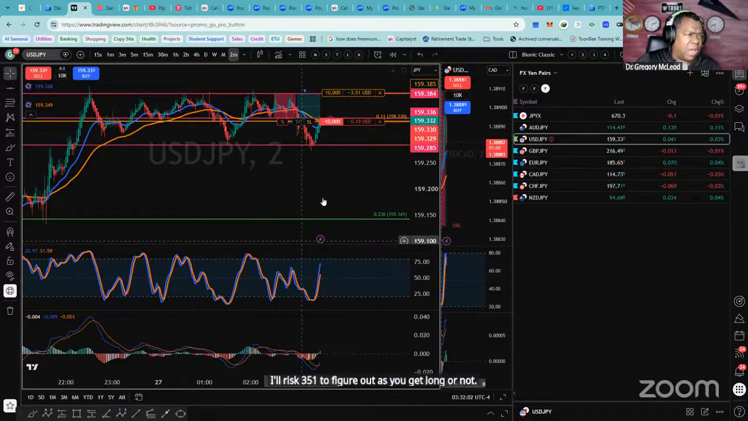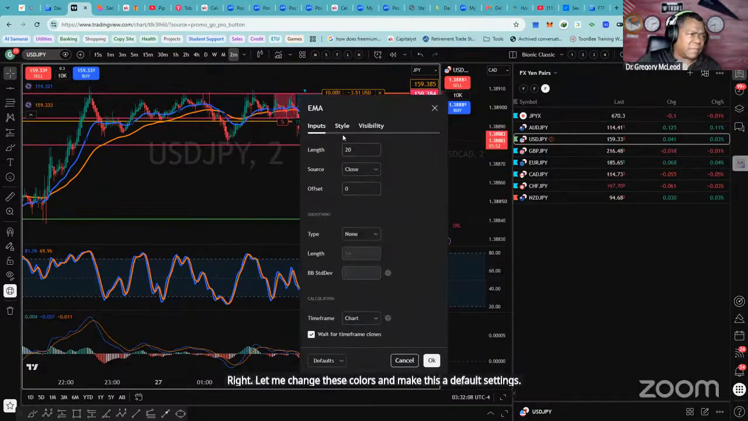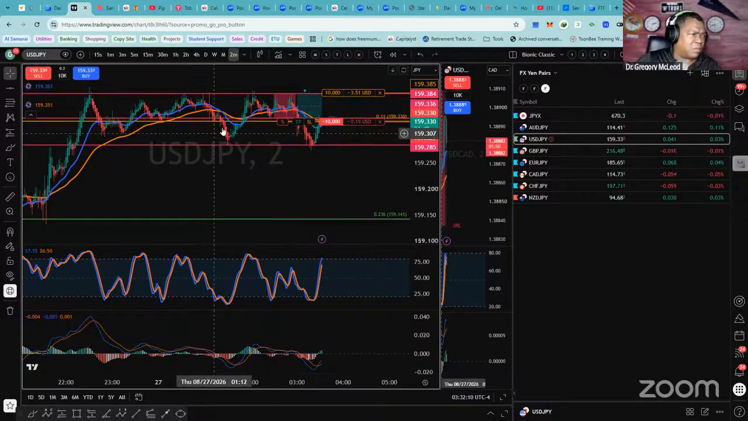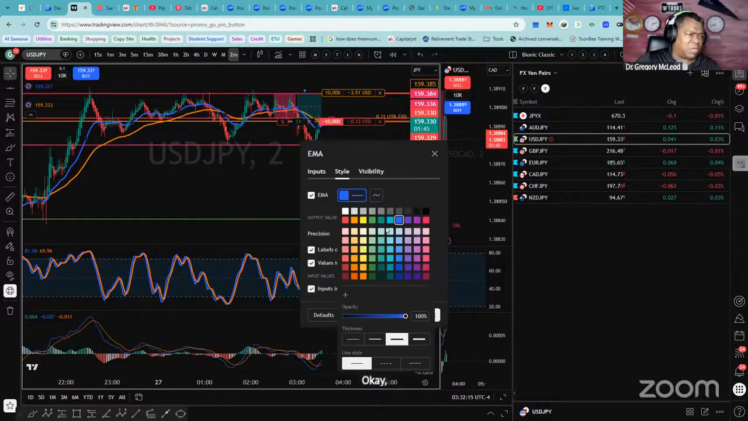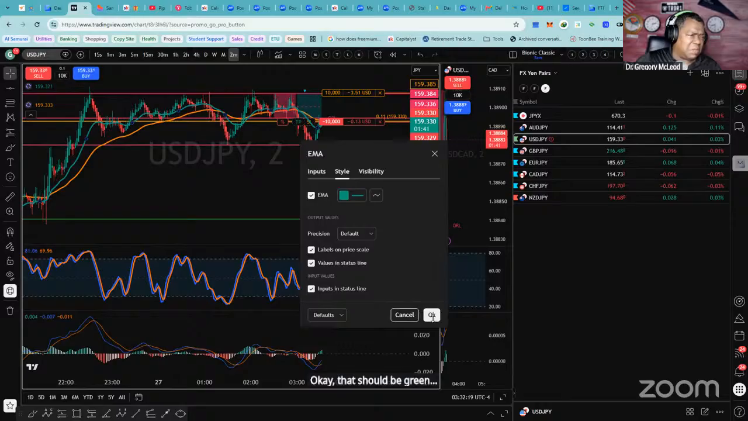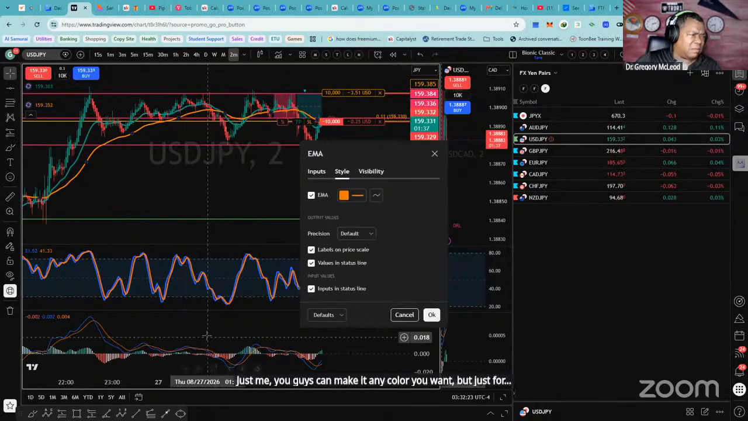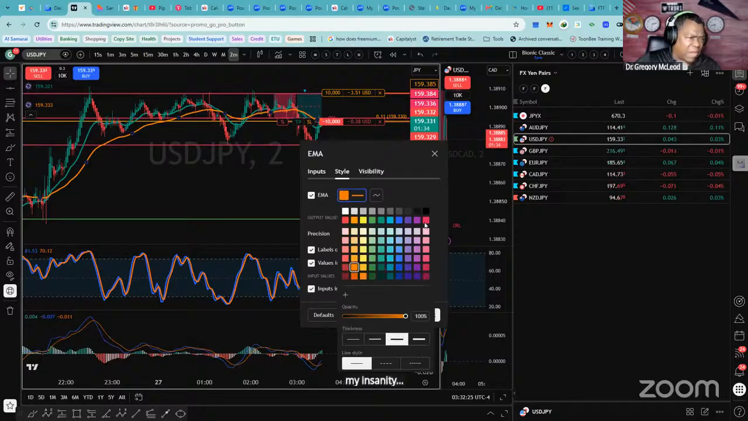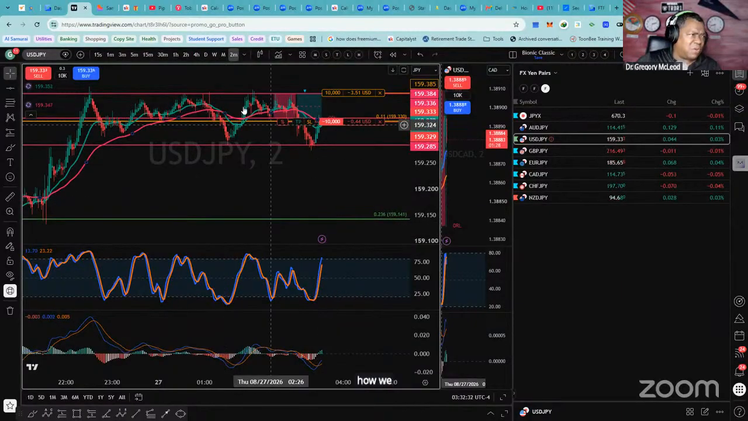Let me change these colors and make this a default setting. Should have done my homework. Okay, that should be green. Just for me, you guys can make it any color you want, but just for my sanity, red is down, green is up. That's how we've been doing it.